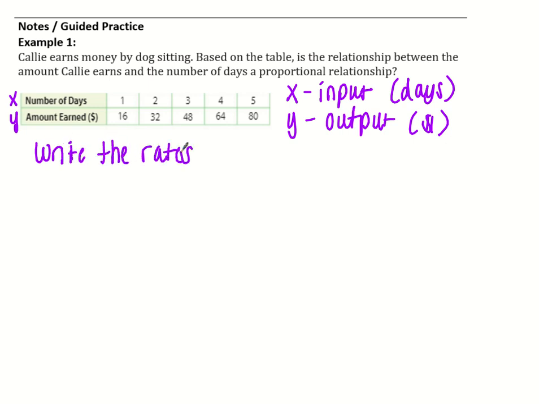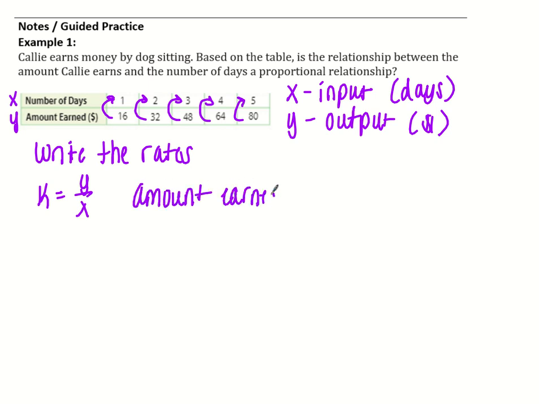And again, if we go back to the idea that I just wrote this as k equals y over x, I'm going to look at comparing my y's over my x's, and you'll see then how they become constant, okay? And I want you to write amount earned, which is our money. I'm going to put this as y compared to the number of days, which is the x, okay?